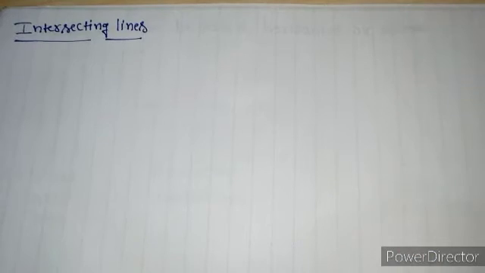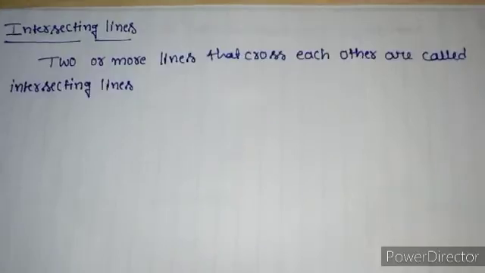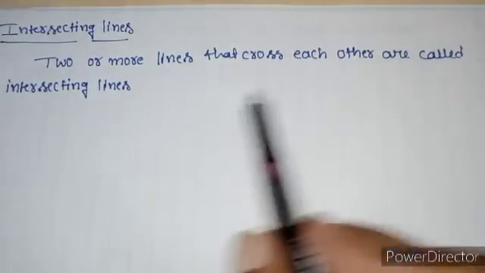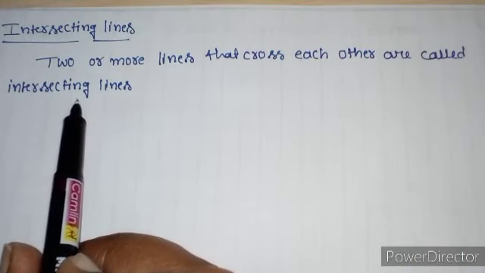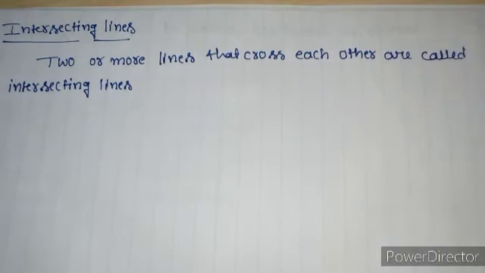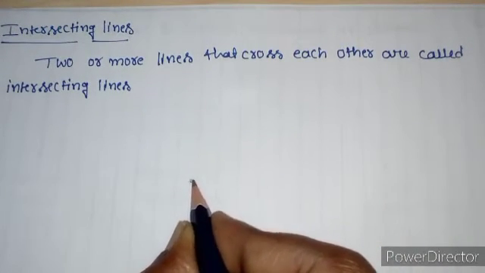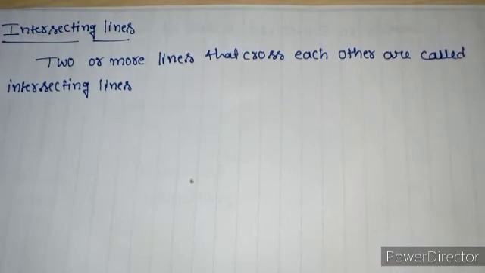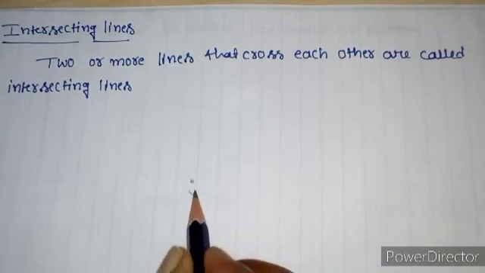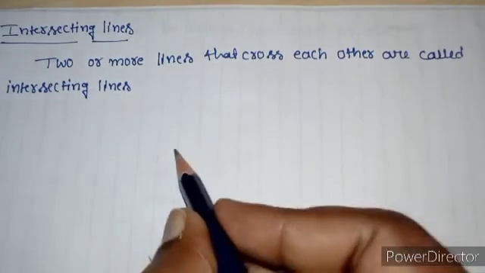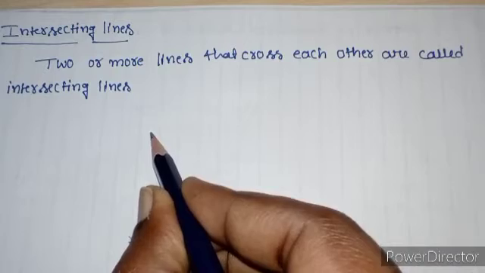Students, next we are going to know intersecting lines. When two or more lines cross each other, they are called intersecting lines. For example, all of you see here. Now I am going to draw one point here and I am going to give name to this point, X point. And next I am going to write another point here.